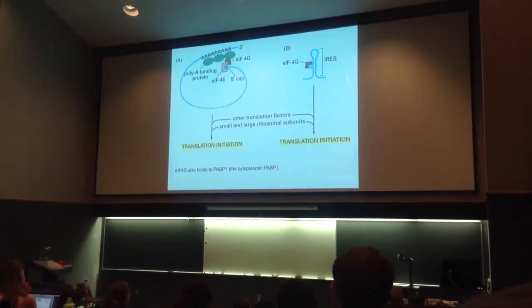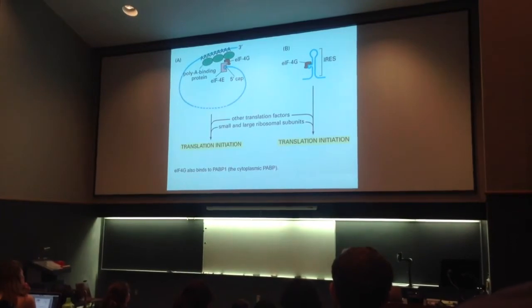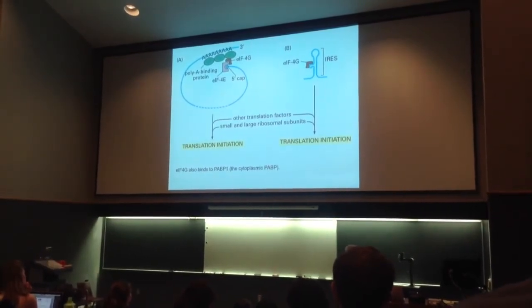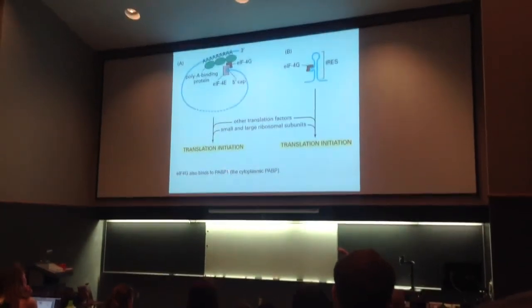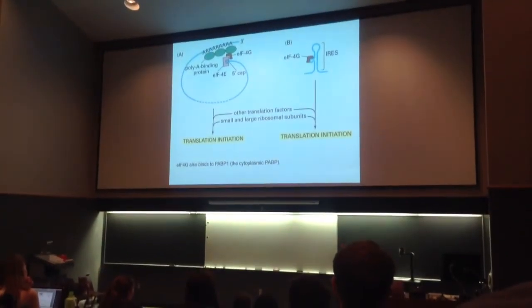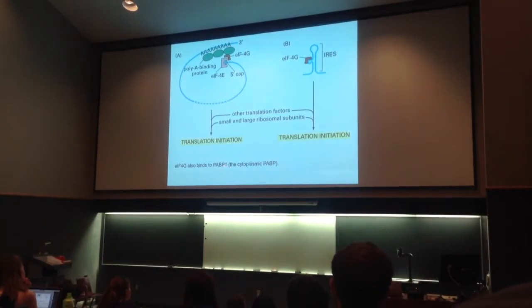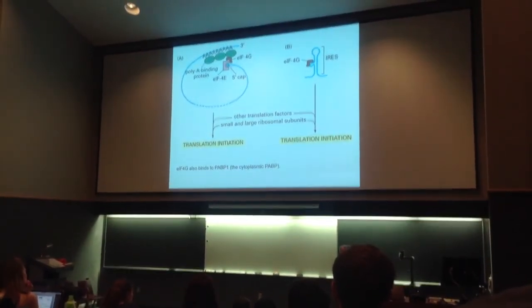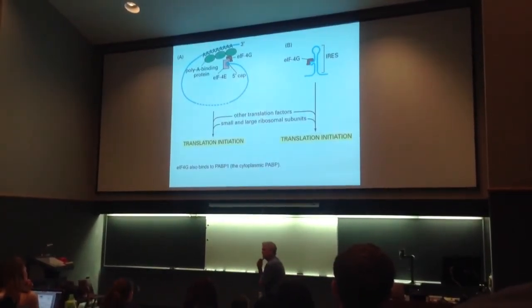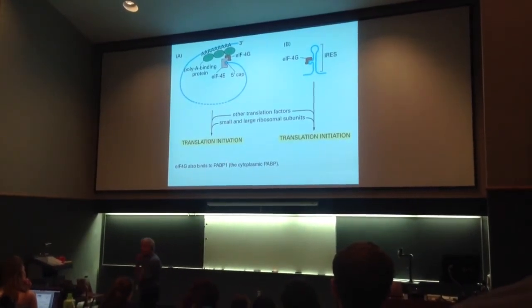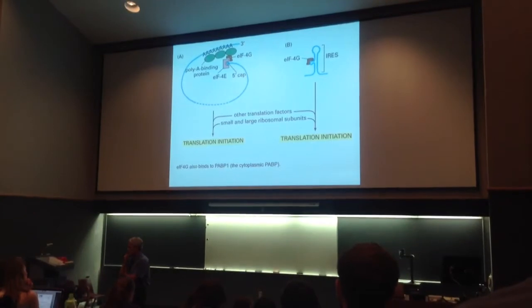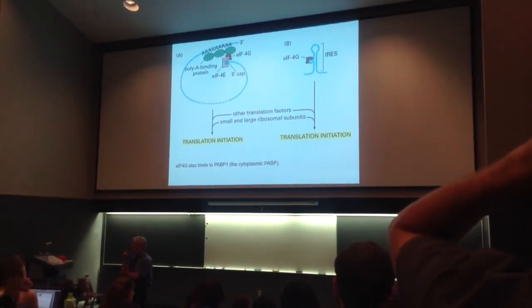This slide over here shows you one thing. I wanted to show you this slide. There's PABP1, the one that I showed you before, which is the cytoplasmic. Remember, there's a PABP2, right, which is the poly-A binding protein. Where's PABP2? Where's that found? It's in the nucleus, right?